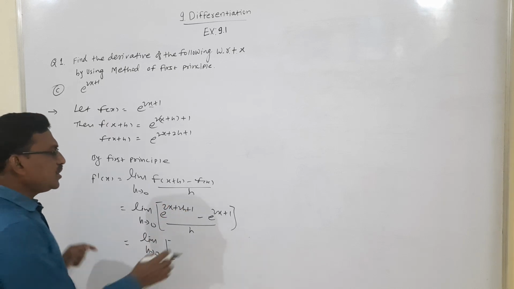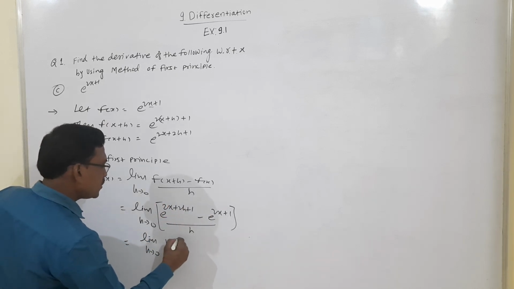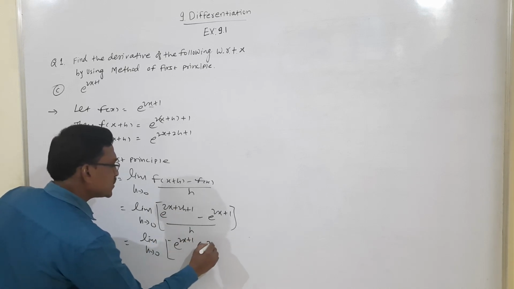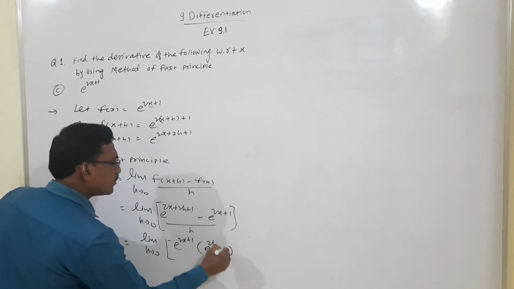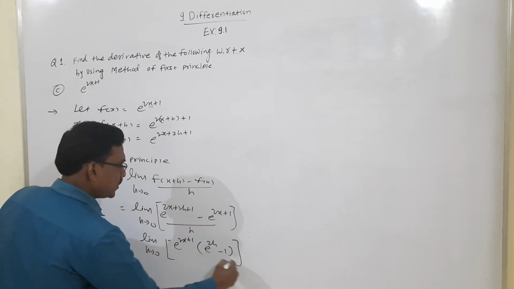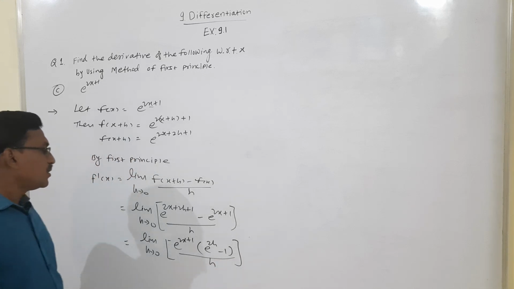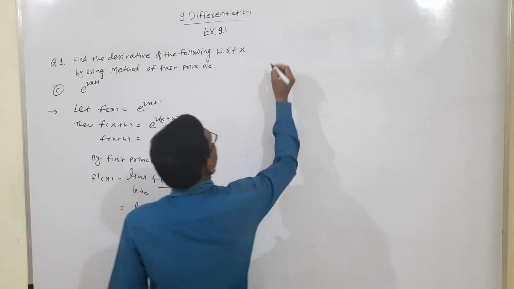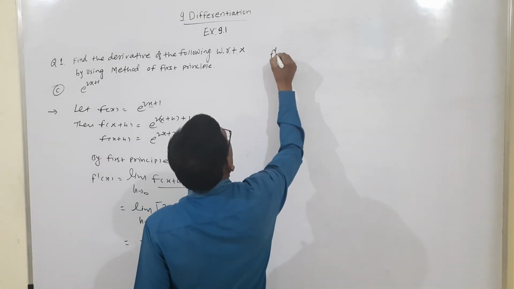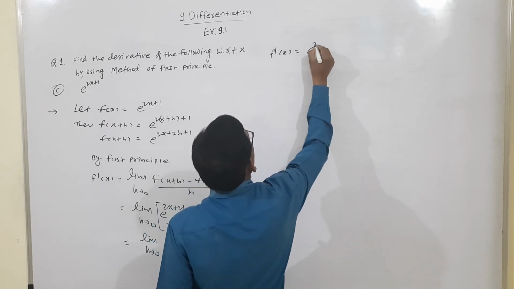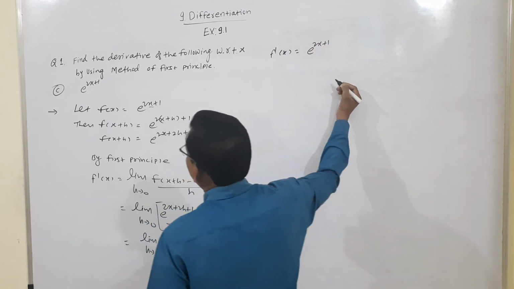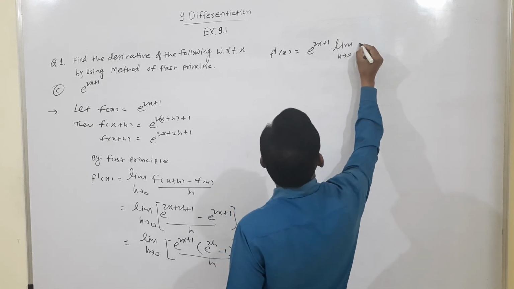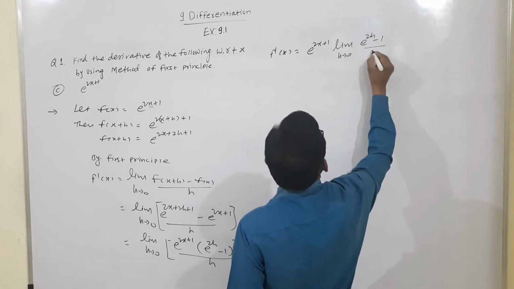We take common e raised to 2x plus 1 here. When we take common e raised to 2x plus 1, it remains only e raised to 2h minus 1, because we take this term common, divided by h only. Now we take this term before the limit. Therefore f dash x equals e raised to 2x plus 1 into limit as h tends to 0 of (e raised to 2h minus 1) upon h.